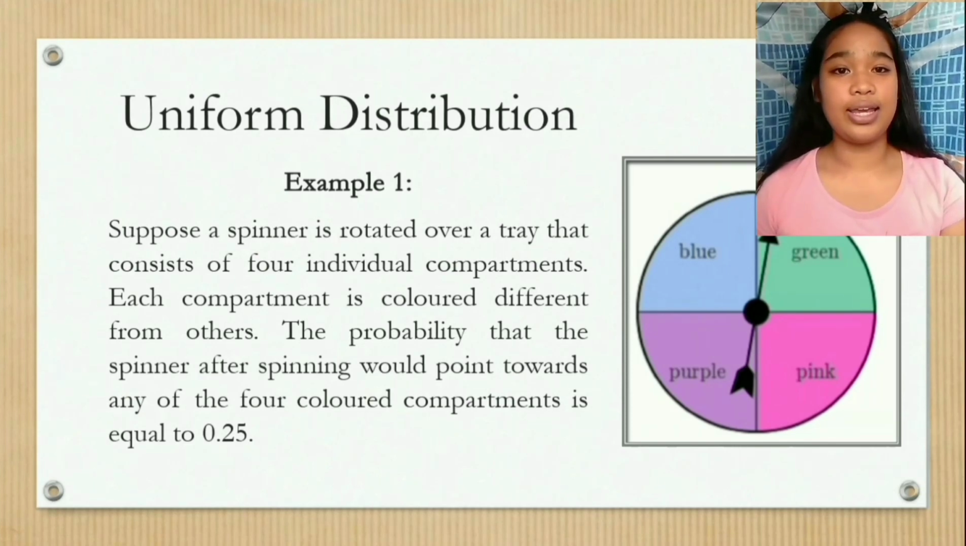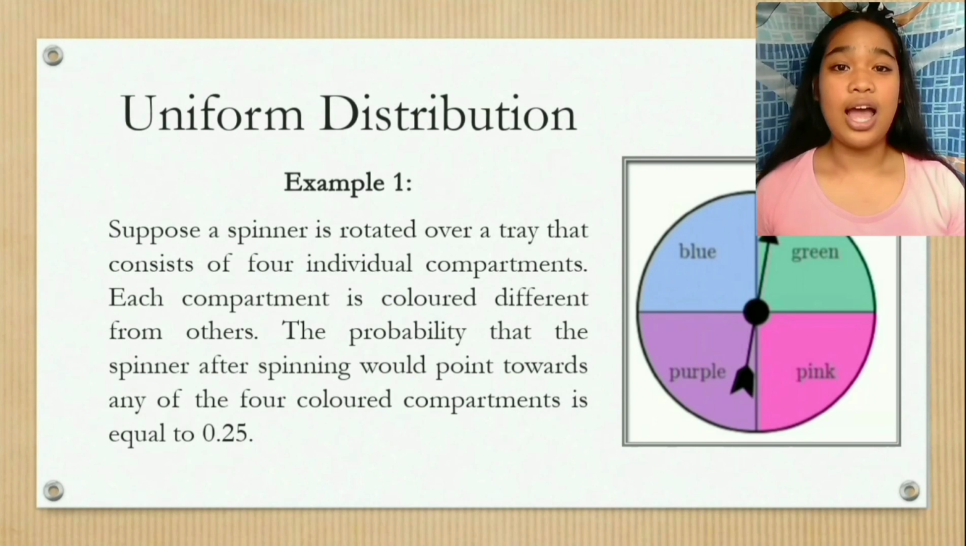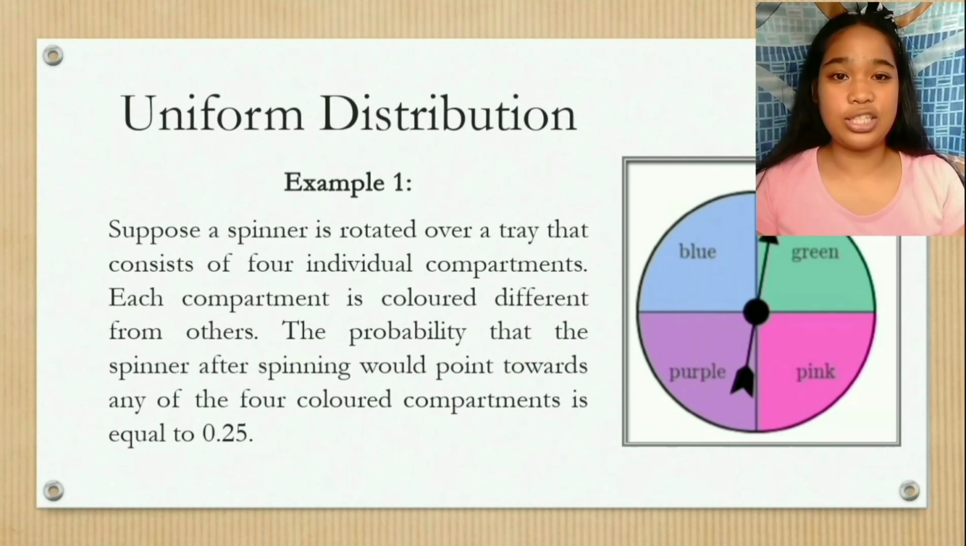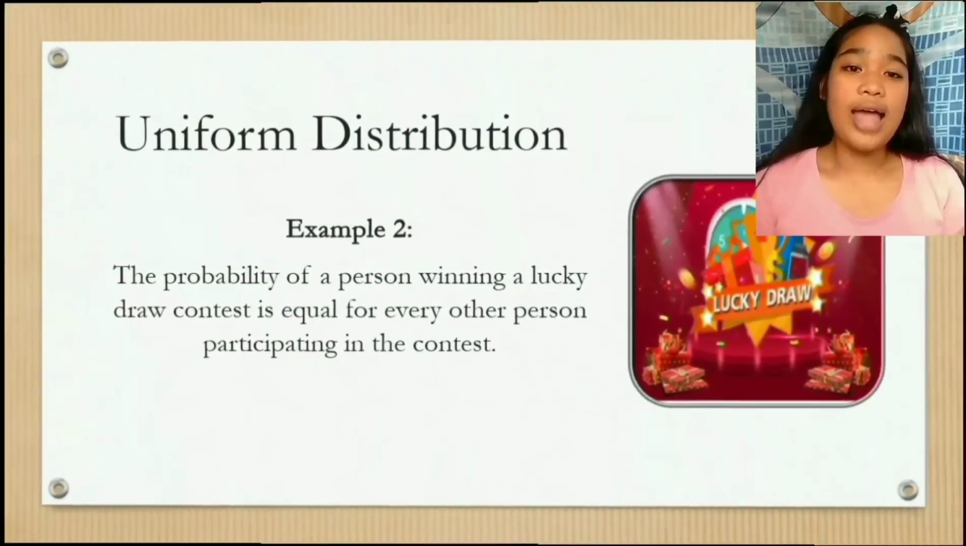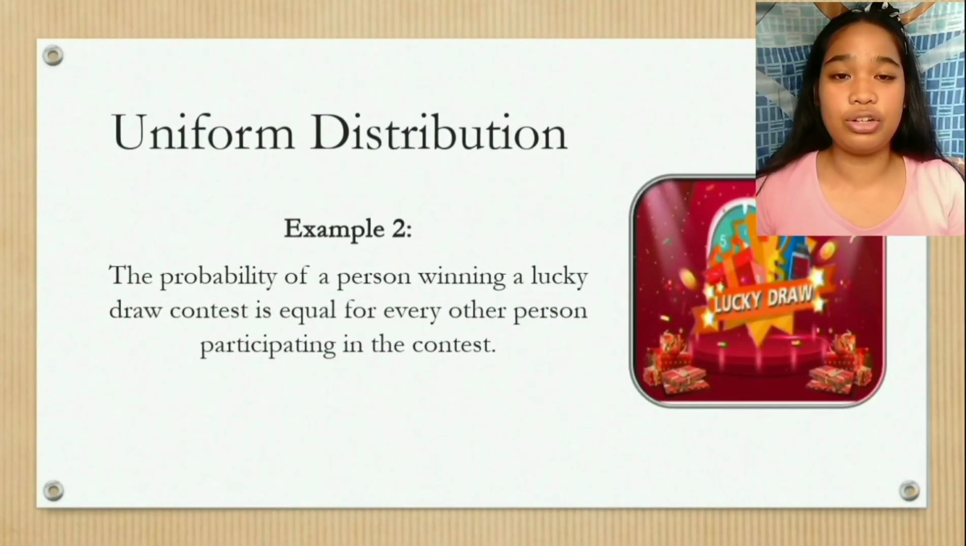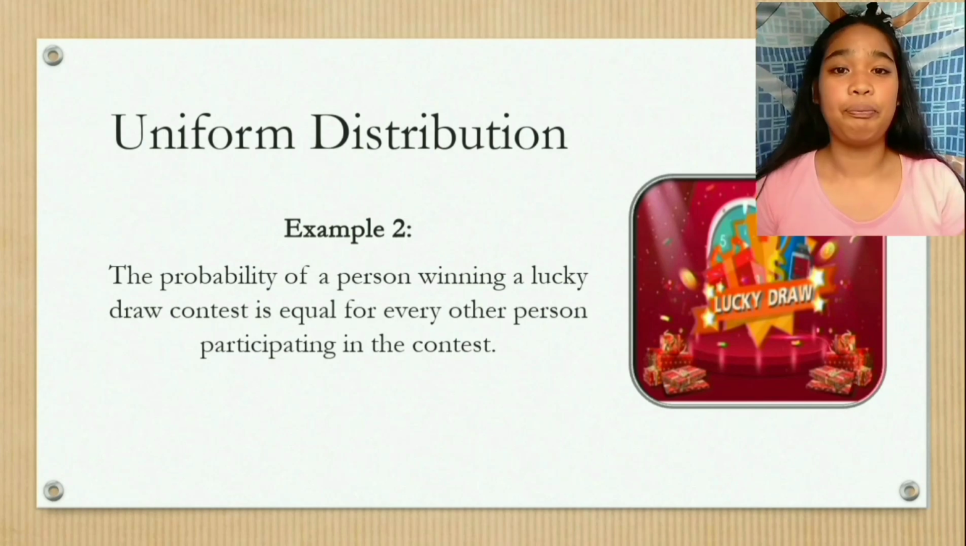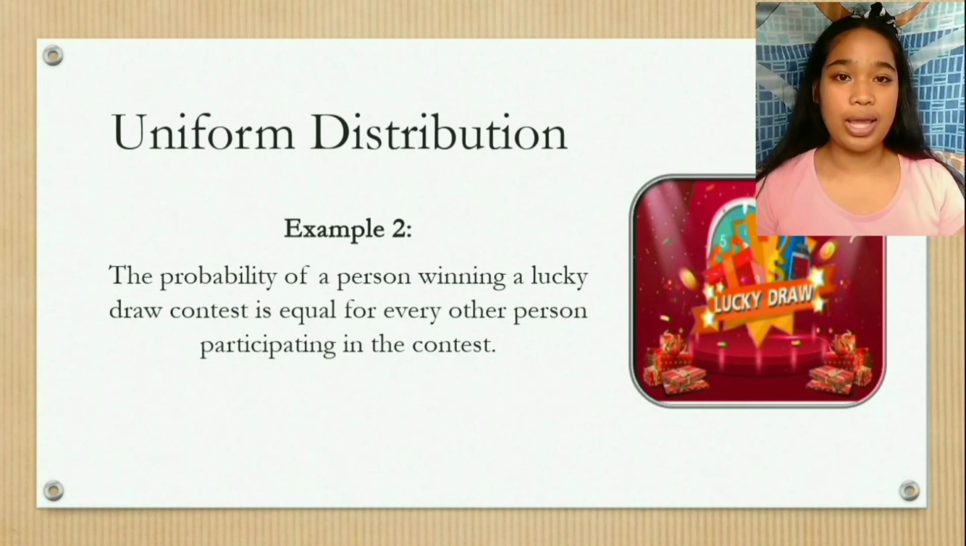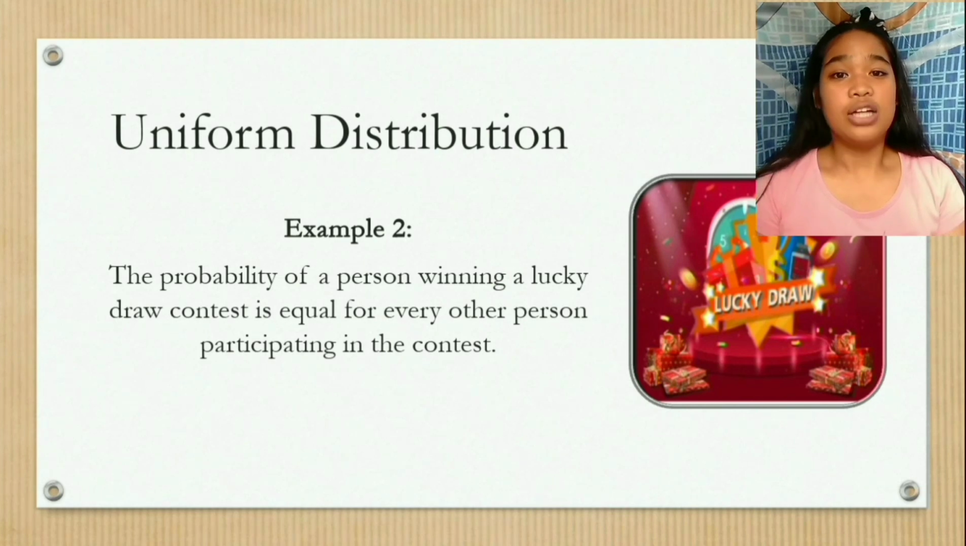Tanan sila naay equal chance nga mapilian, example sila sa uniform distribution. Another example of uniform distribution is this. The probability of a person winning a lucky draw contest is equal for every other person participating in the contest. So, tanan nga ni-appeal sa contest, tanan sila kay naay equal chance of winning.